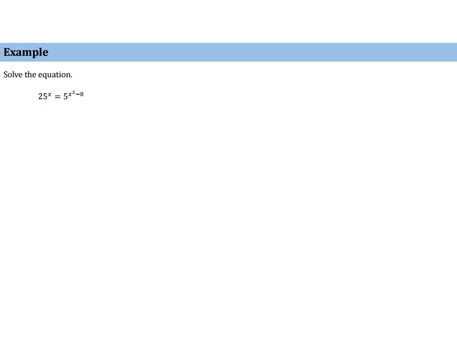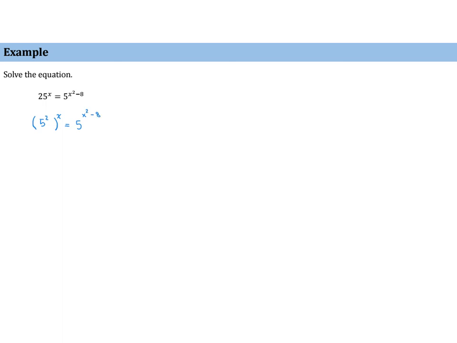So now let's look at this equation. 25 to the x equals 5 raised to the x squared minus 8. Now, can we get the same base on these exponentials? Well, 25 is 5 squared. So we have 5 squared, but 25 was raised to the x. So 5 squared should be raised also to the x. And this will equal 5 raised to the x squared minus 8.